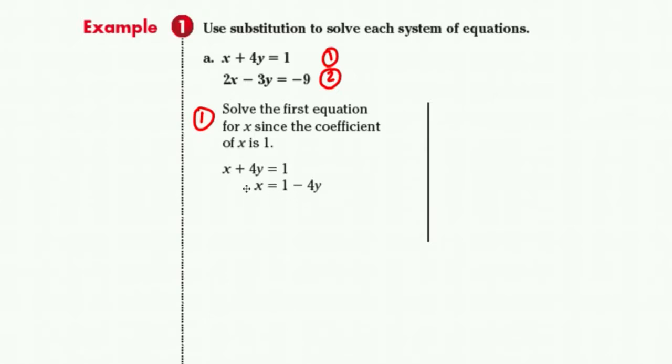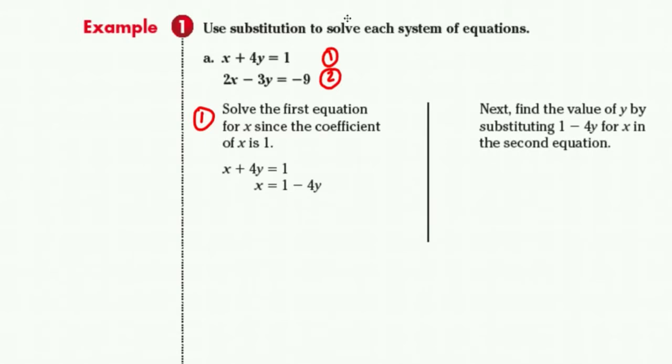After we found the value of x from equation number 1, we go to equation number 2. Next, find the value of y. Again, this is equation 2. Find the value of y by substituting 1 minus 4y for x in the second equation.